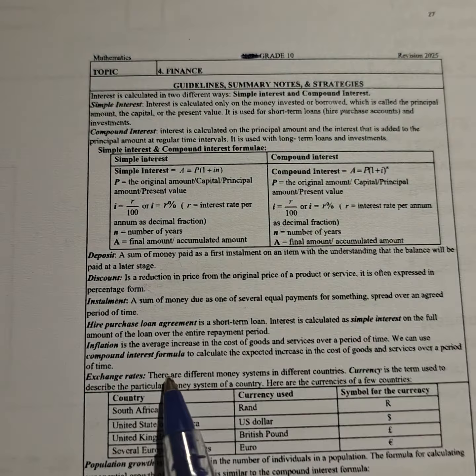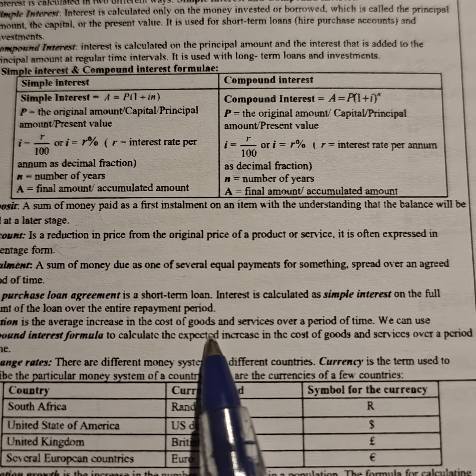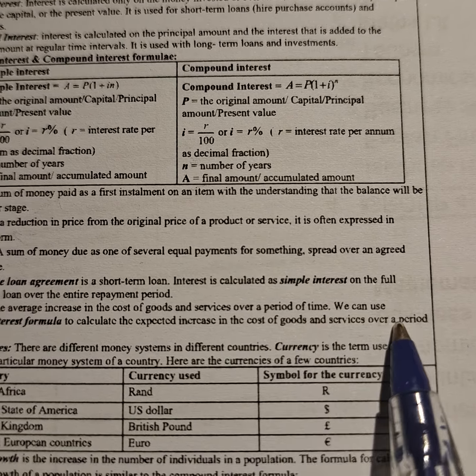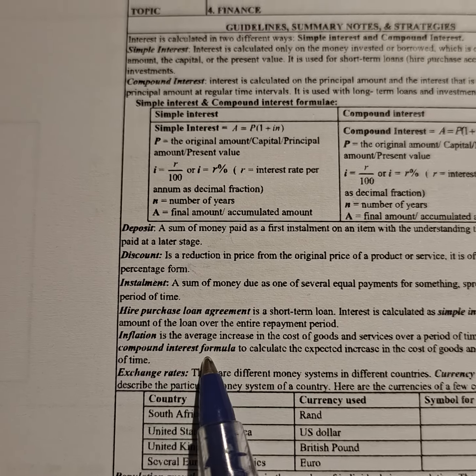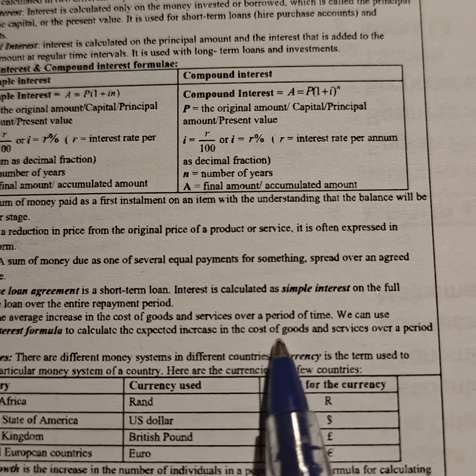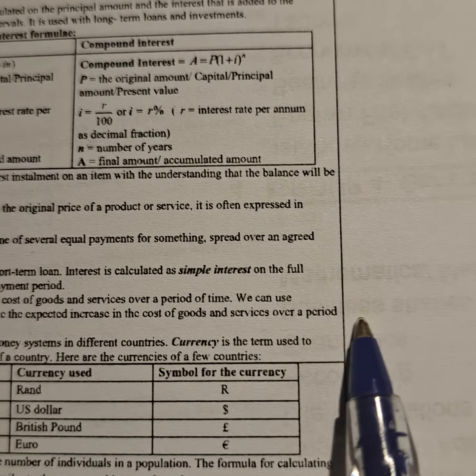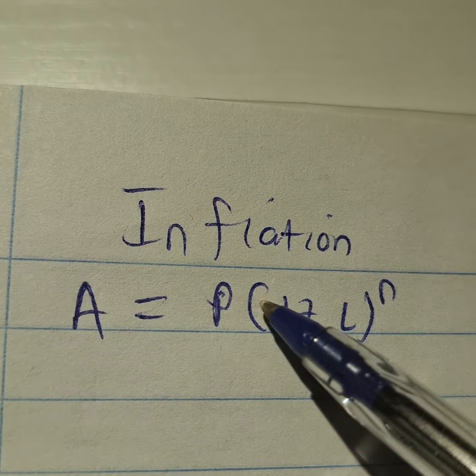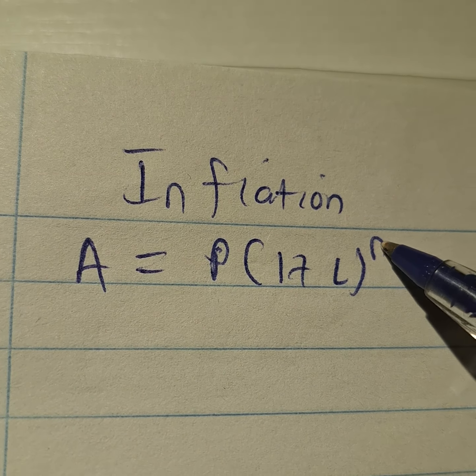What is inflation? Inflation is a compound interest manifestation. So when we talk about inflation, what is inflation? Let's just remind ourselves, it's the average increase in the cost of goods and services over a period of time. We can use the compound interest formula to calculate the expected increase in the cost of goods and services over a period of time. So A is equal to P, 1 plus i, brackets to the power n.